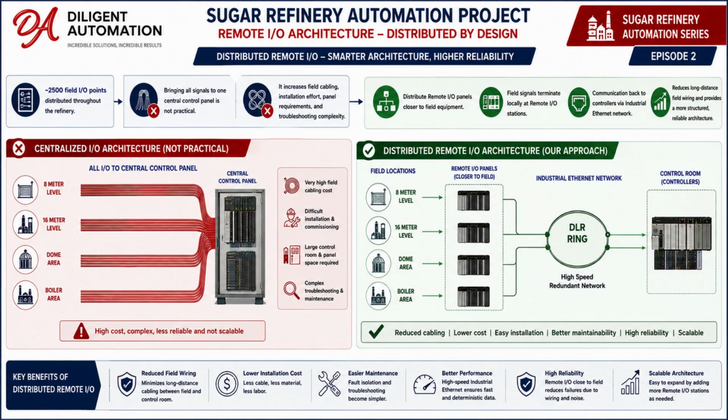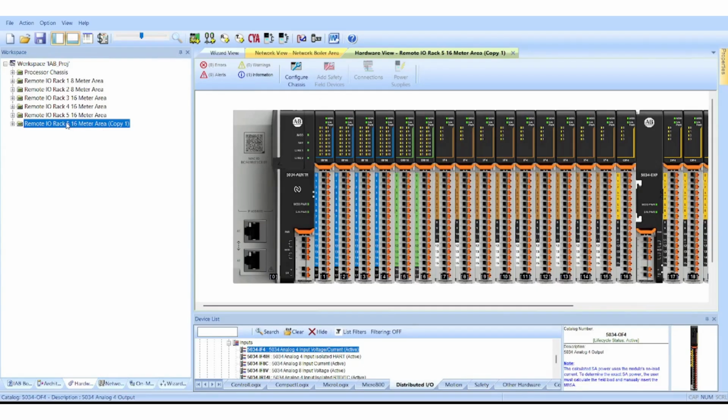Now let us move to the remote I/O architecture. With approximately 2,500 field I/O points distributed throughout the refinery, bringing every signal back to one central control panel would not be practical. It would significantly increase field cabling, installation effort, panel requirements, and troubleshooting complexity. Instead, we distribute the remote I/O panels closer to the field equipment.